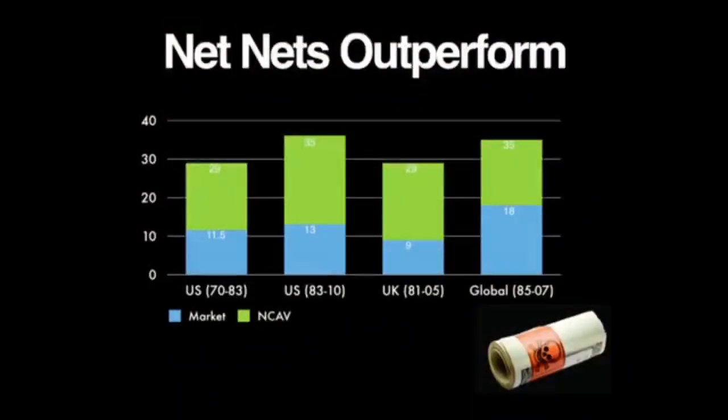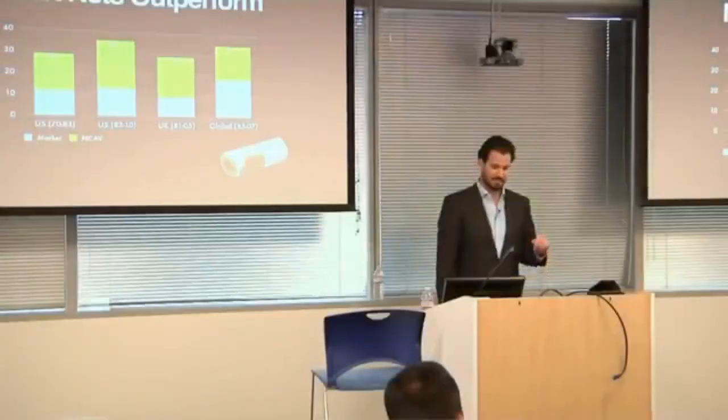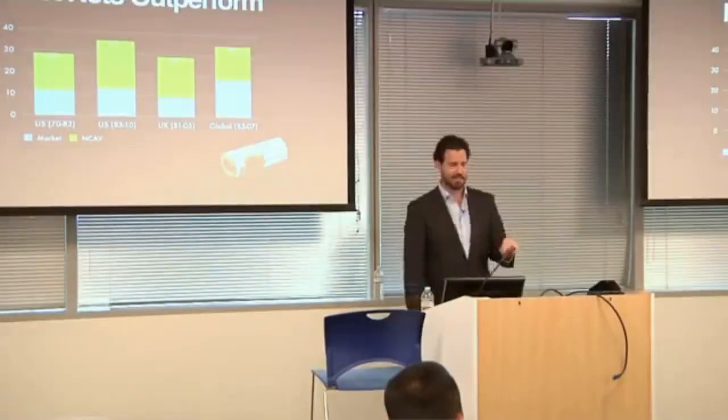The research shows quite comprehensively that net current asset value massively outperforms. And it's an extraordinary thing that it is such a simple analysis. So the market in these instances is always a small capitalisation, micro capitalisation equivalent to what we're looking at for the net current asset value stocks. You can see in the US, that's a study from 1970 to 1983, the net current asset value portfolio did 29% versus 11.5% for the market.